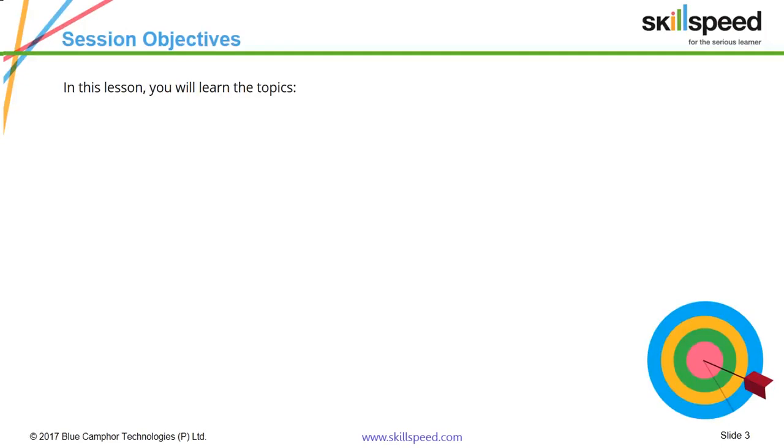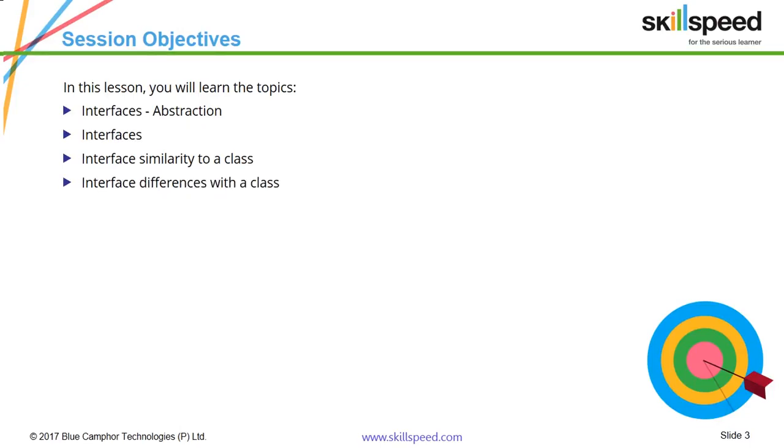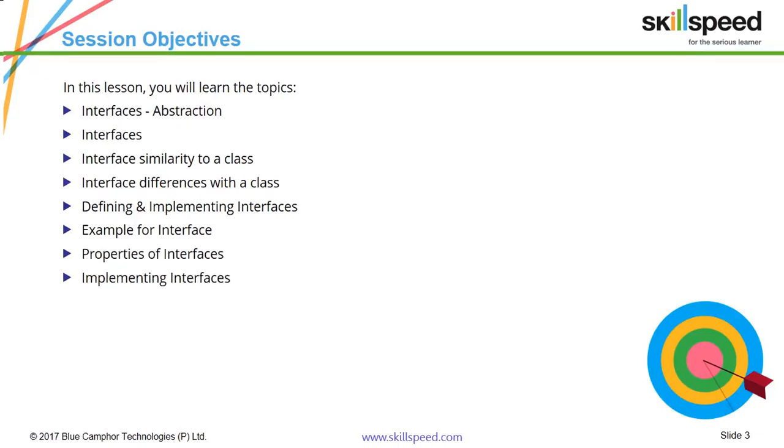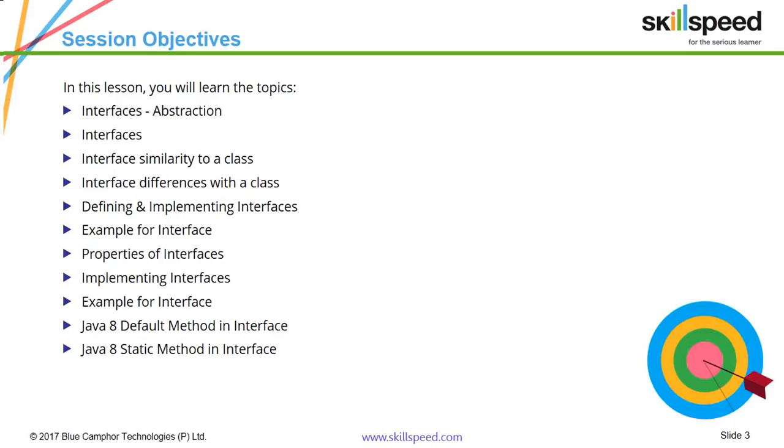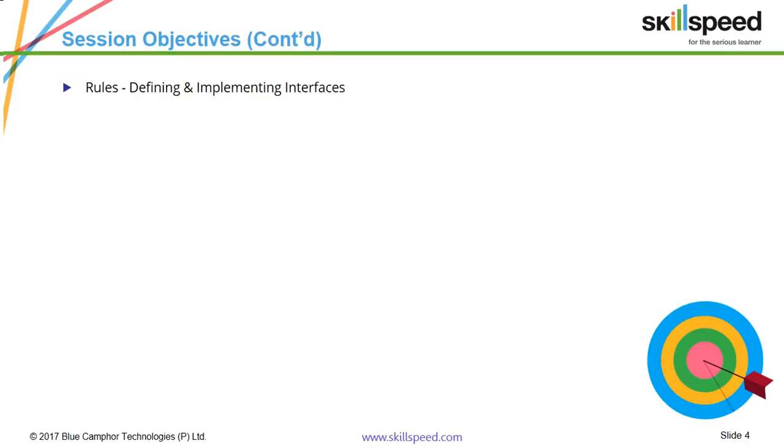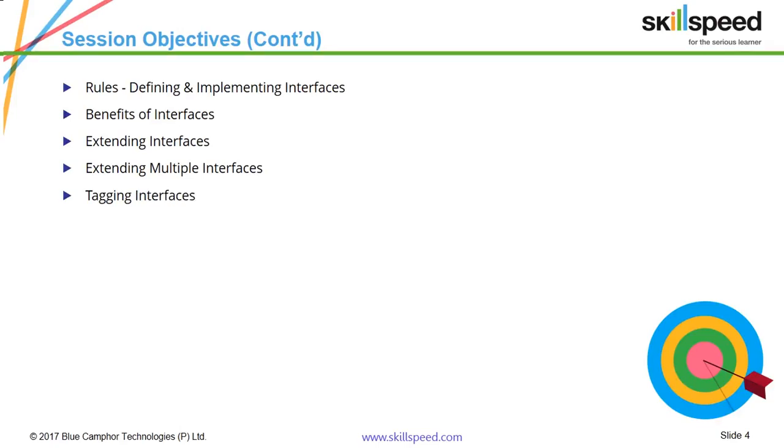In this lesson, we are going to learn the topics about interfaces and abstraction: interfaces introduction, interface similarity to a class, interface differences with a class, defining and implementing interfaces, examples for interfaces, properties of interfaces, implementing the interfaces, example for interfaces, example for implementing the interface, Java 8 default method in interface, Java 8 static method in interface, nested interfaces in Java, rules for defining and implementing interfaces, benefits of interfaces, extending interfaces, extending multiple interfaces, tagging interfaces, choosing between abstract classes and interfaces, and the most important points.